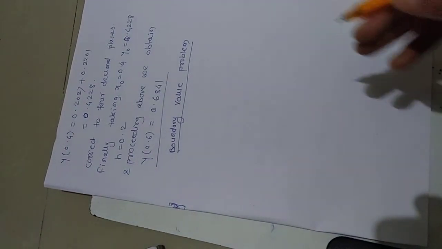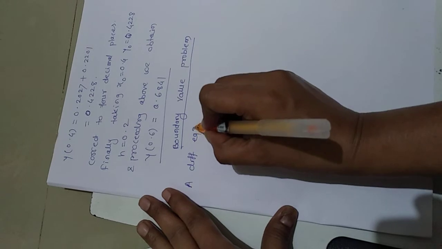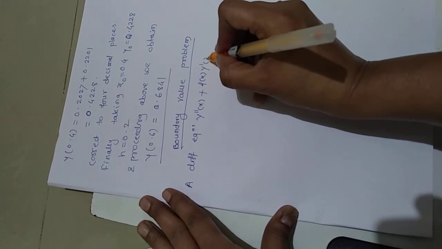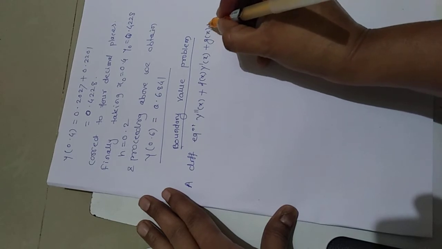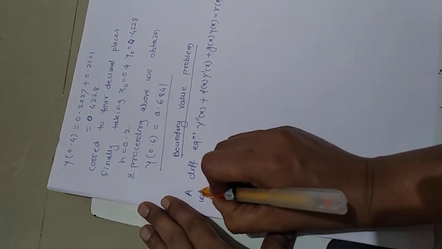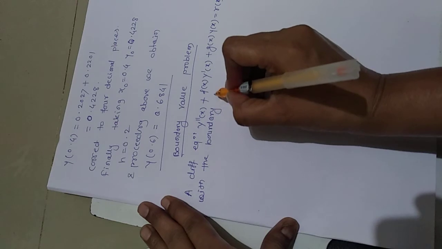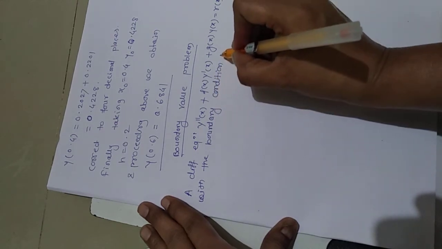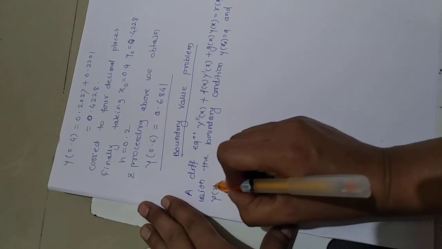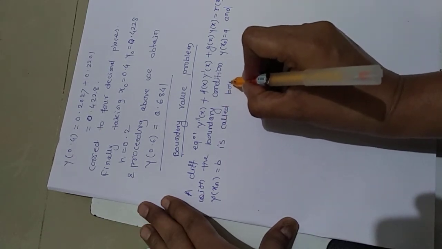First, you know what is boundary value problem. A differential equation y''(x) + f(x) y'(x) + g(x) y(x) = r(x) with the boundary condition y(x0) = a and y(xn) = b is called boundary value problem.